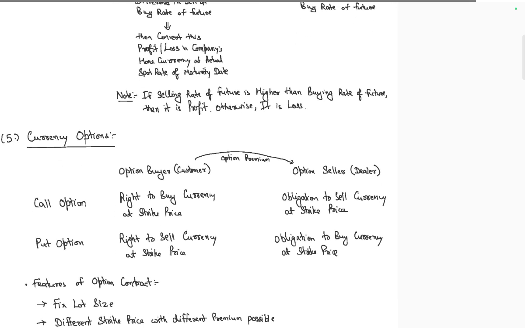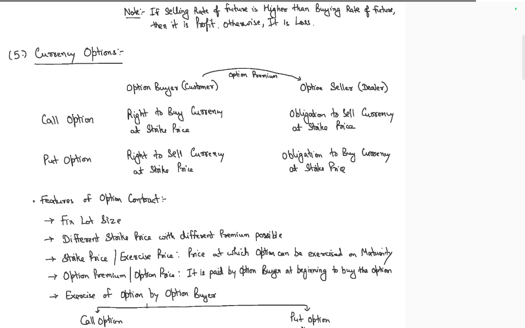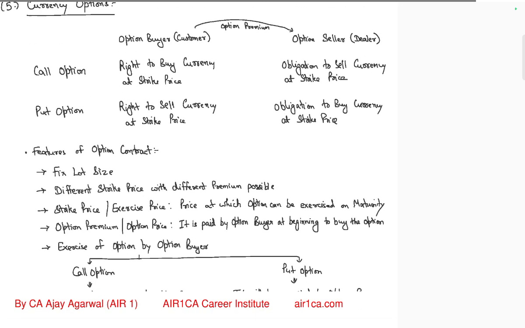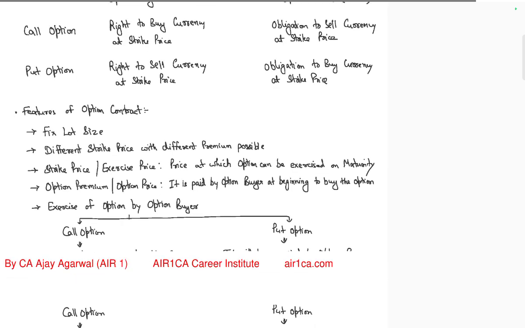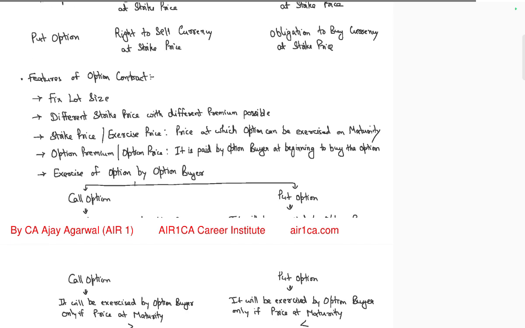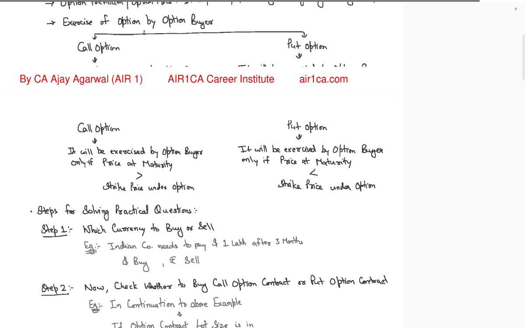Currency option buyers and option sellers. Option premium. Call option is the right to buy currency at the strike price. Put option is the right to sell at the strike price. Features of the option contract: fixed lot size, different strike prices with different premiums possible. Strike price, or exercise price, is the price at which the option can be exercised at maturity. The option premium is paid at the beginning of every month. Option exercise applies to both call option and put option.